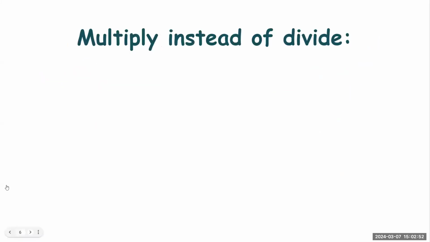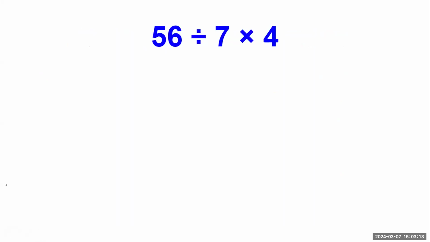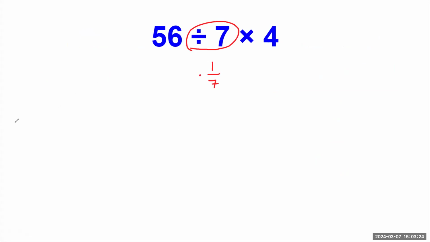Now, one way we can reduce the confusion within the order of operations with multiplication and division is that instead of dividing, we can multiply. So instead of dividing a value by 7, we can multiply that initial value by 1/7. Now, what this is going to look like is we are going to replace divided by 7 with a times 1/7. And then I'm just going to simply drop all the other values down. So it's going to look like 56 times 1/7 times 4.